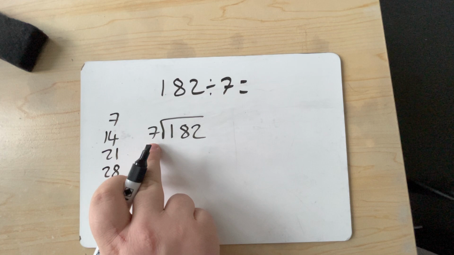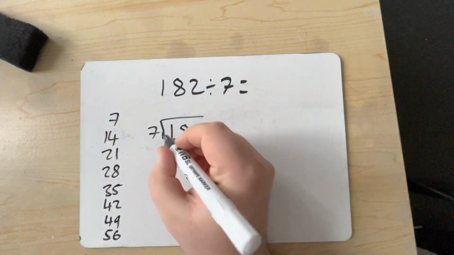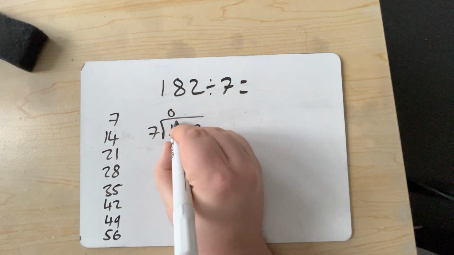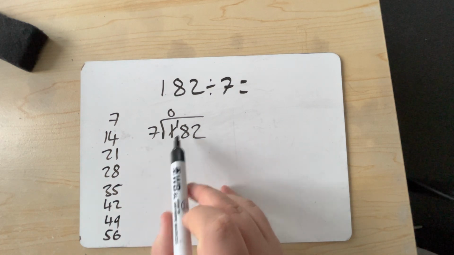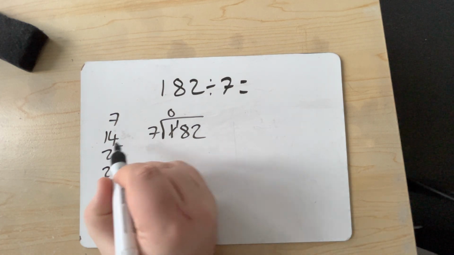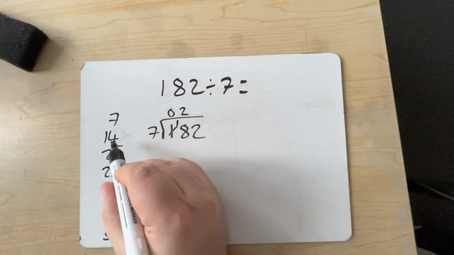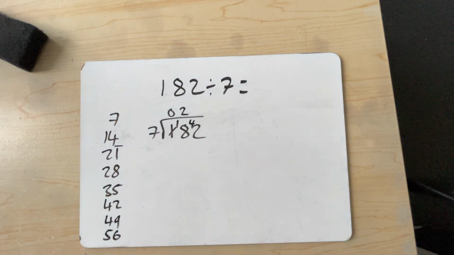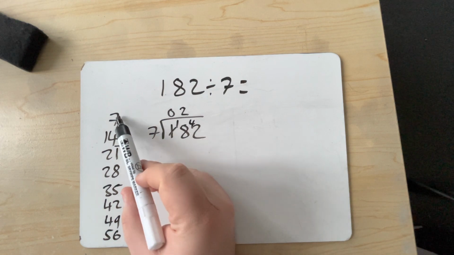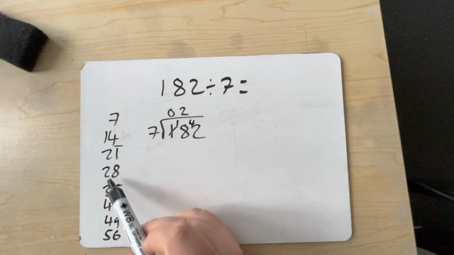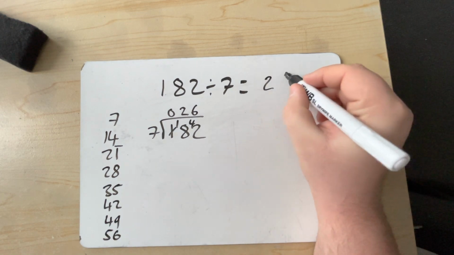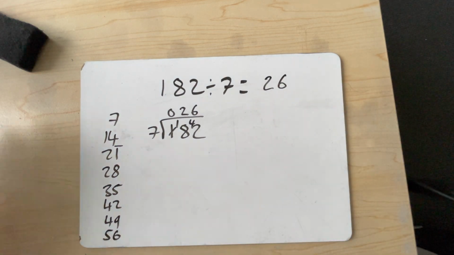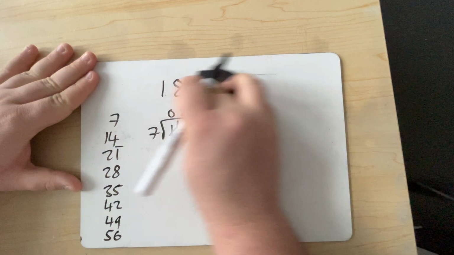Right, I want to make a group of 7 with 1. Well, I can't do that, so I have to move it across. How many 7s can you make in 18? Well, 18's in between here, so it's going to be 2, remainder 4. How many 7s go in 42? 1, 2, 3, 4, 5, 6. So if you got 26, excellent. That's the first one, all right? So let's do another one.